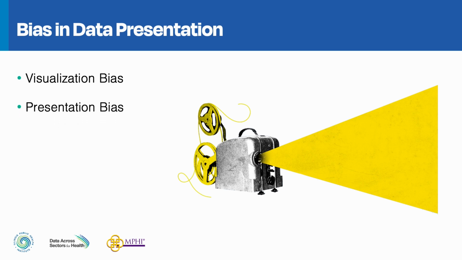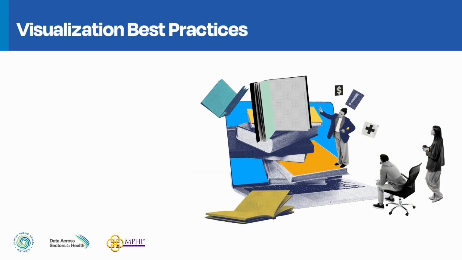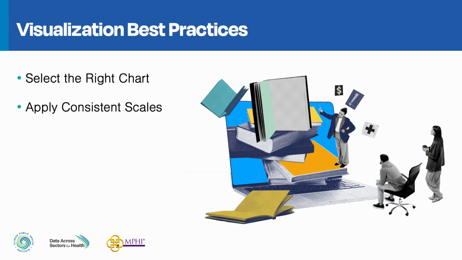Presentation bias refers to crafting visuals or narratives that highlight successes while downplaying areas of concern. For instance, if we're presenting a new public health program, showing only its successes without addressing limitations gives the audience an incomplete picture. These biases can impact decisions and trust, as people may act on incomplete or skewed information. That's why it's essential to follow data visualization best practices, choosing the right chart types, maintaining consistent scales, and ensuring clarity.